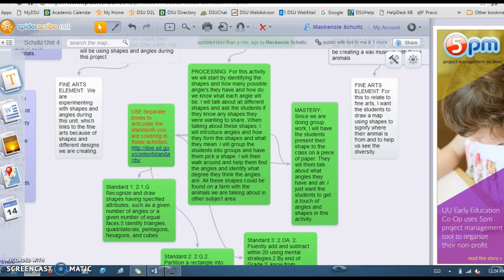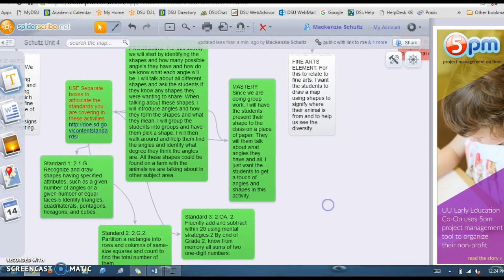And then we'll basically go around talking about how many sides, how many angles, how many different elements there are to that shape, and then how can we find these on a farm? Where do you think we'll find them, on a barn, in a pasture? Kind of getting the students back to our farm animals and thinking about farm animals and shapes.